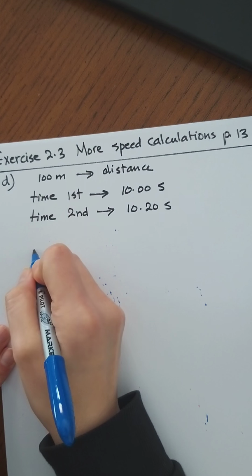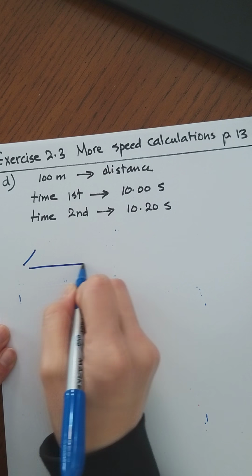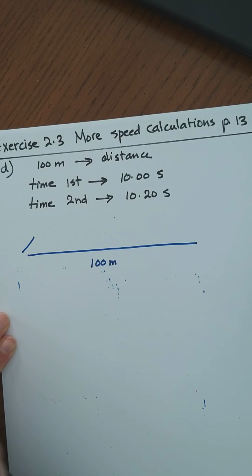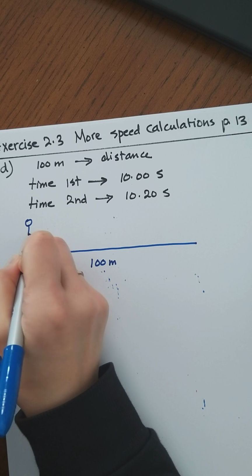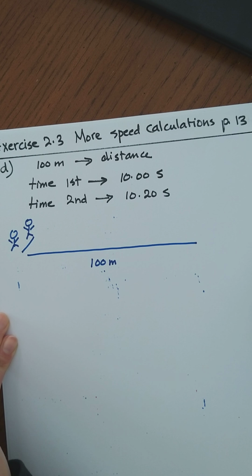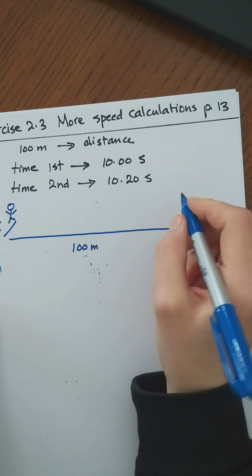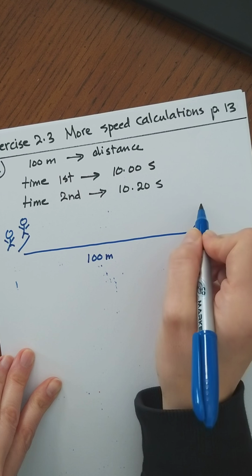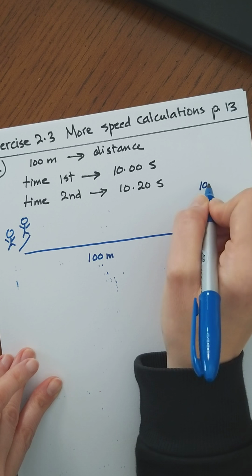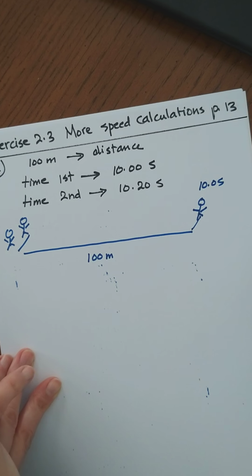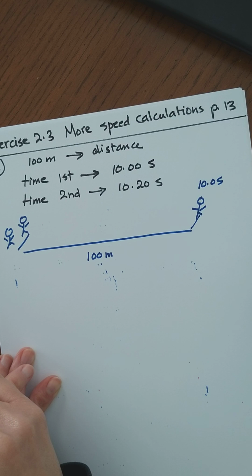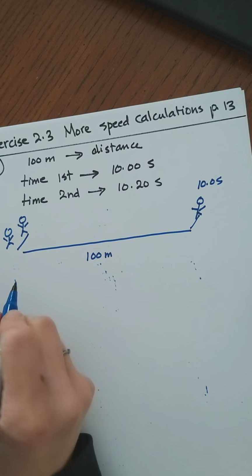Okay. Here's the race. It's a 100-meter race. We have two runners who are going to run a 100-meter race. The winner of the race reached the finish line in 10 seconds. So he crossed the 100-meter race in 10 seconds. What's the speed of the first person?